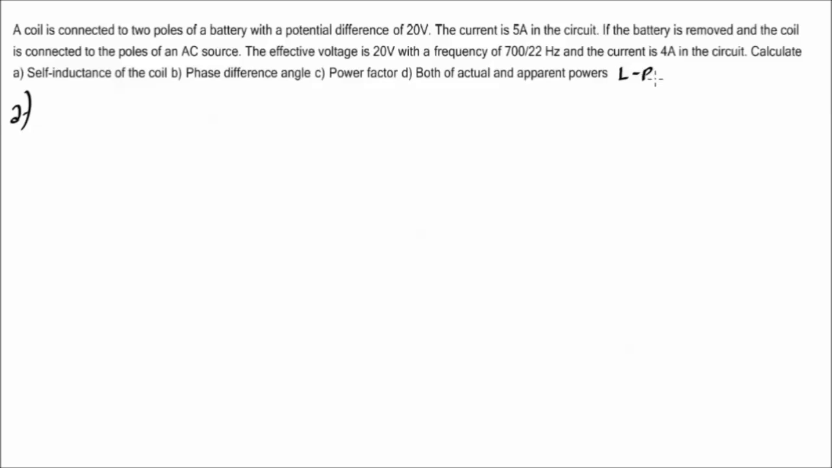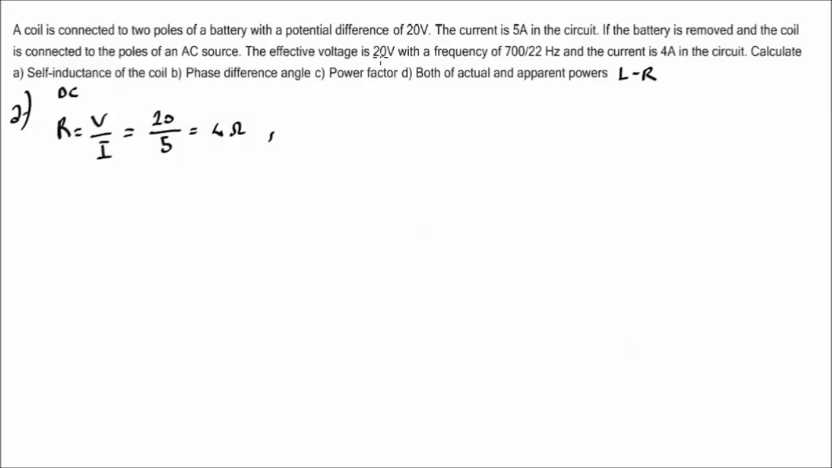LR circuit, there is a resistance and an inductor in the circuit. How can we understand there is resistance? Because the potential difference of the DC is given and the current of DC is given, it means we calculate the resistance of the resistor. So R equals V over I, and we use the DC properties, potential difference 20 and the current in the circuit 5 ampere, so it's going to be 4 ohm.